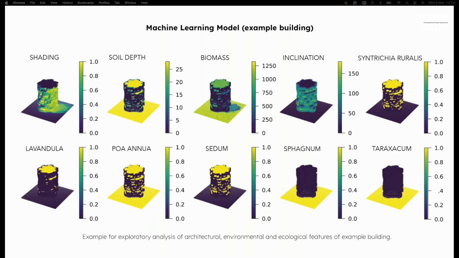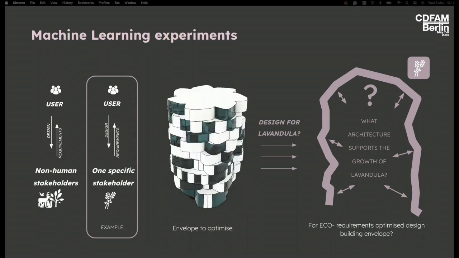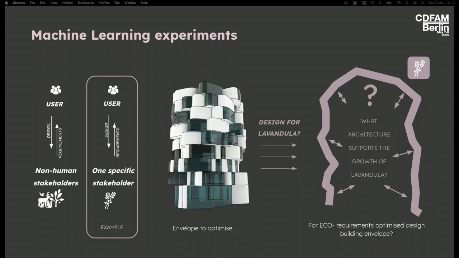First, we brought all that data that we generated in our Grasshopper plugin as a training data set into a machine learning model, and we wrote this machine learning model in Python. On this slide, you can see how the data set of the example building is visualized in Python. And then in the next step, we try to find out which parameters are relevant for the occurrence and growth of one specific species, in this case, lavandula. And we asked the question, what changes need to be made in this example so that its form supports the growth of lavandula? What does need to change in that geometry?